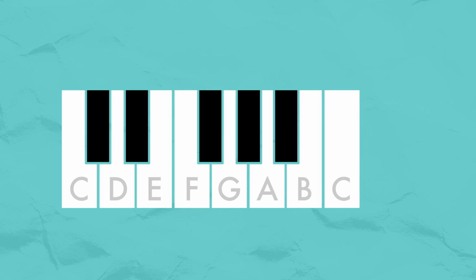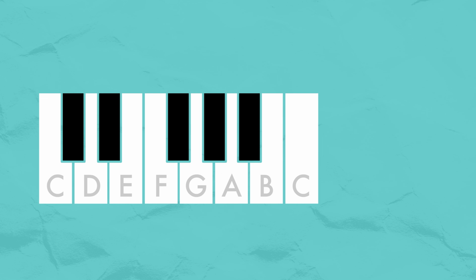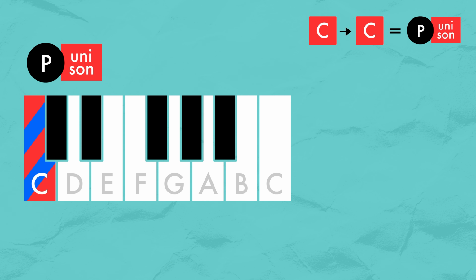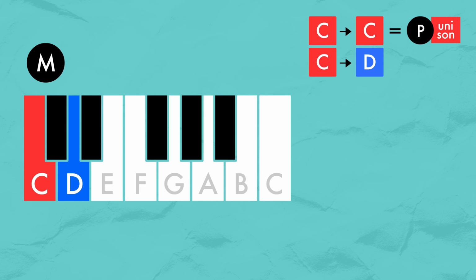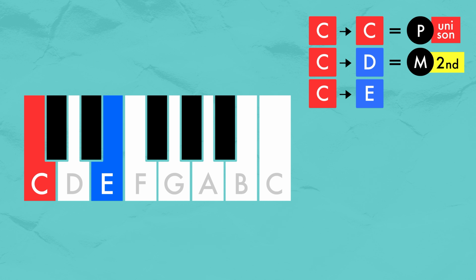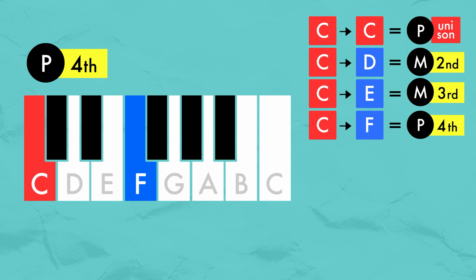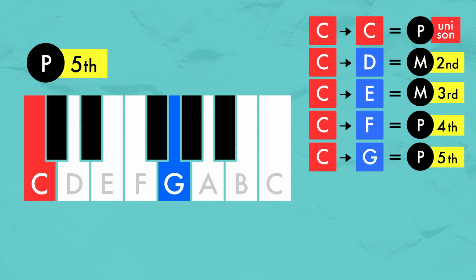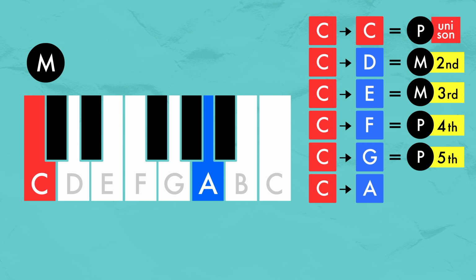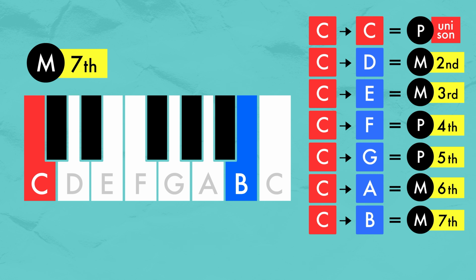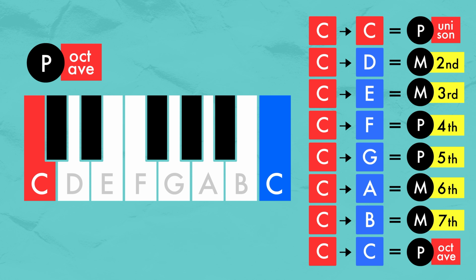The intervals in our C scale happen to be very easy to fully name. C to the same C is a perfect unison. C to D is a major second. C to E is a major third. C to F is a perfect fourth. C to G is a perfect fifth. C to A is a major sixth. C to B is a major seventh. And C to C is a perfect octave.